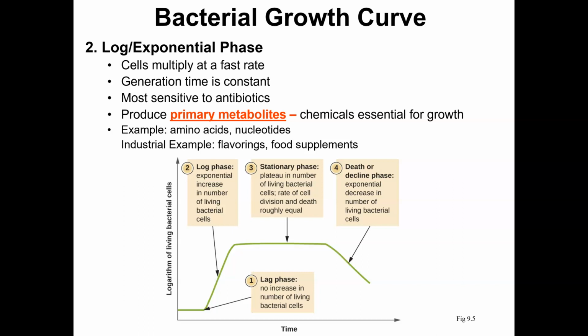Remember how I said E. coli takes 20 minutes to reproduce? It's calculated from log phase. The calculation is actually really easy. Some other things of note with log phase. This is where bacteria tend to be the most sensitive to antibiotics, because antibiotics inhibit growth. And 2, this is where we see the appearance and production of primary metabolites. So let's talk about what that means.